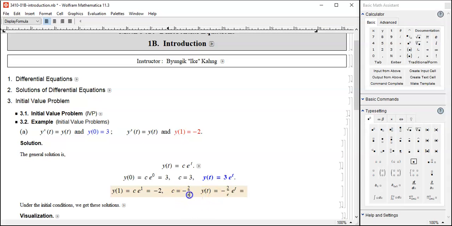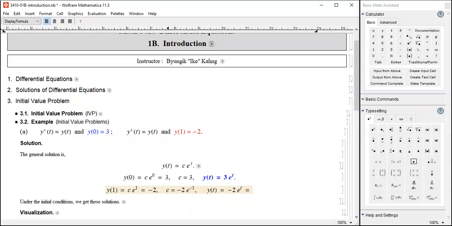Let me write it like this. Instead of e down here, let me write it as e to the negative first power. In that case, it is a little bit easier to simplify: e to the t minus 1 power. So this is a solution of the second initial value problem.